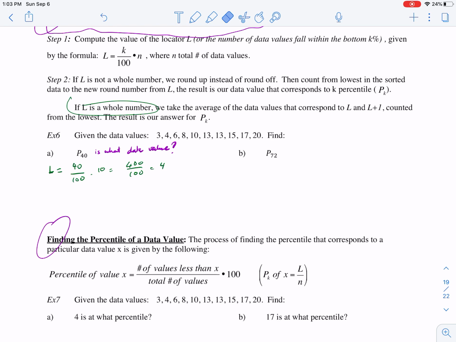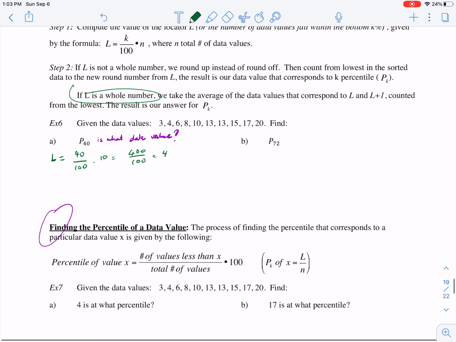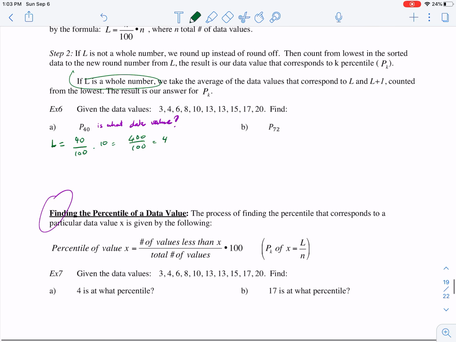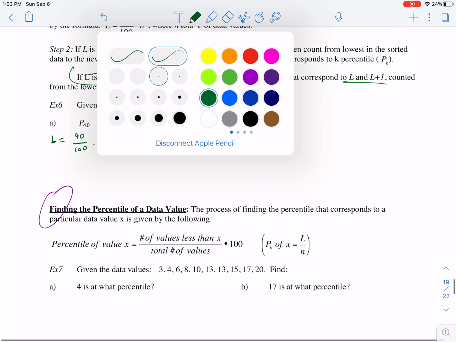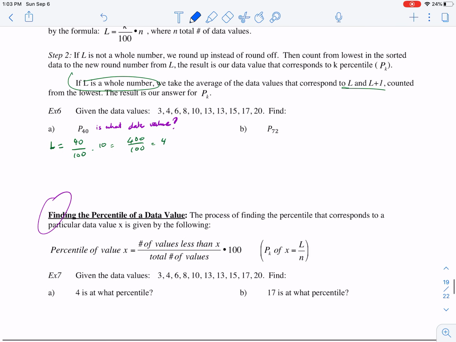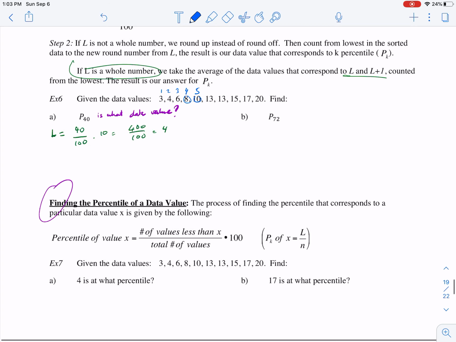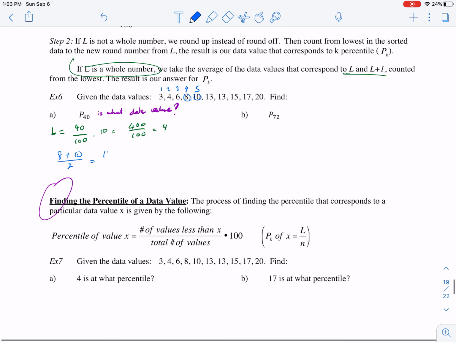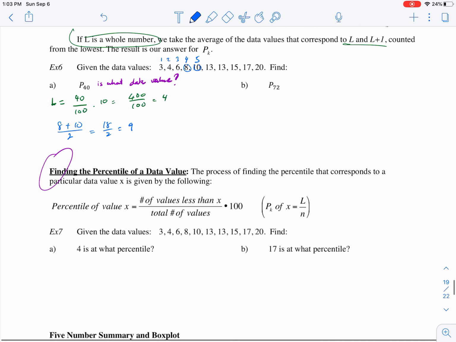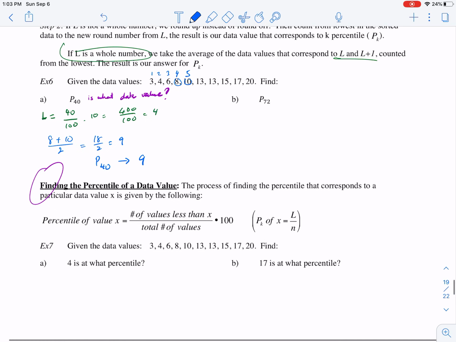We're going to take the average of the data values that correspond to L and L plus 1. So we count 1, 2, 3, 4, and then 5 there. So we take the average of those two: 8 plus 10 over 2. That's 18 over 2, which is 9. So 9 would be our 40th percentile. P40 corresponds to data value 9.